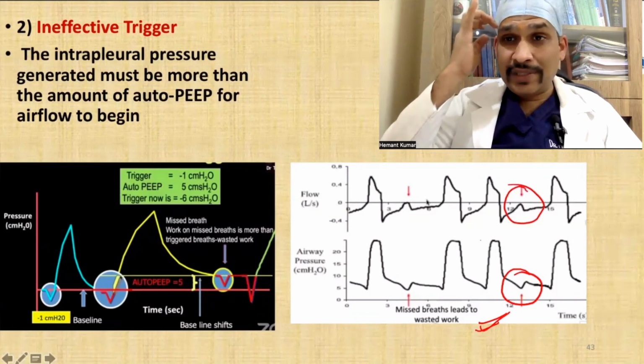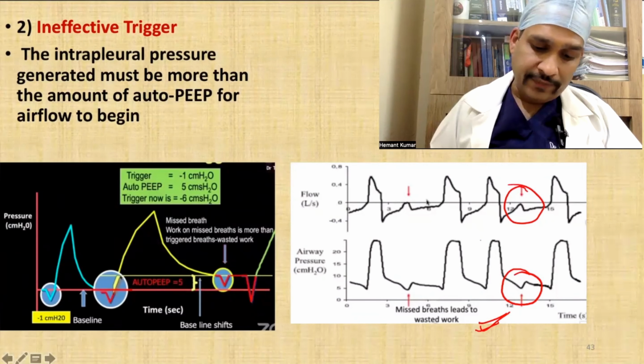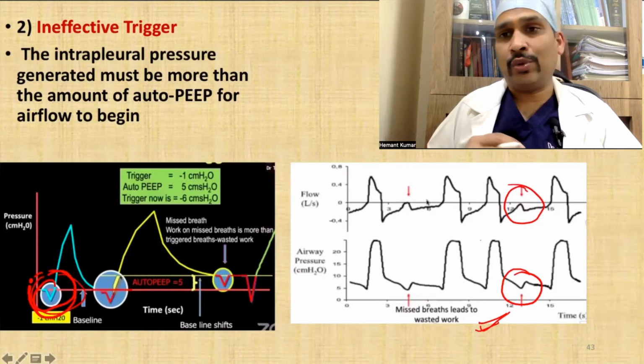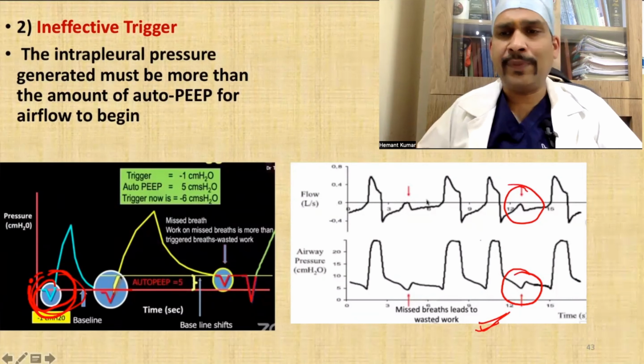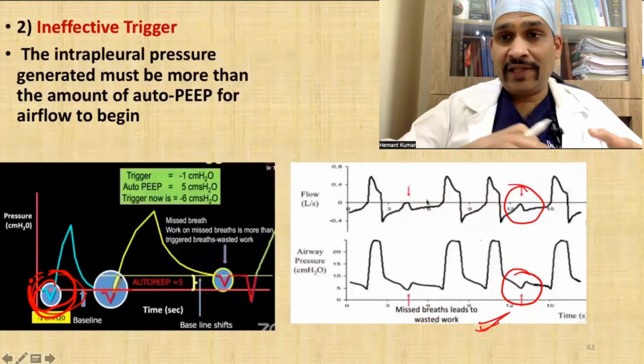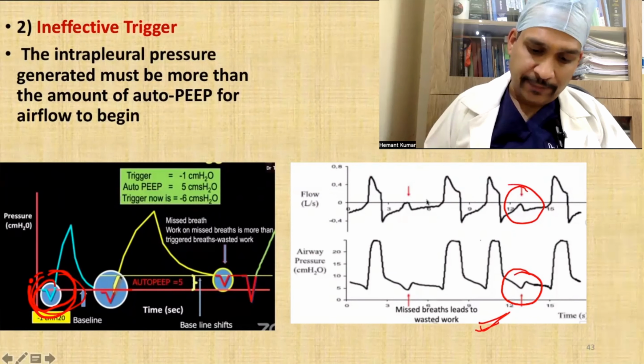Okay, so the patient is not able to trigger the ventilator. Why? Normally, the patient has to generate negative pressure to trigger the ventilator, say for example -1, -2. But if there is auto PEEP, it means an addition of pressure.